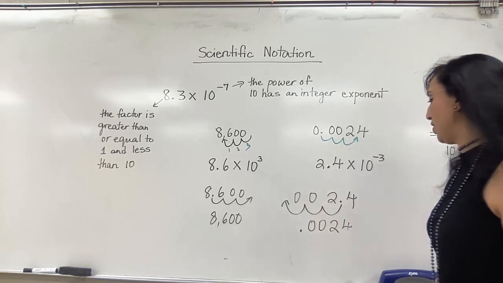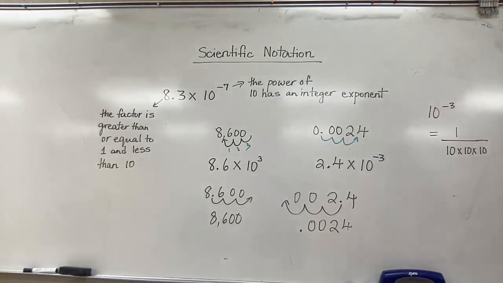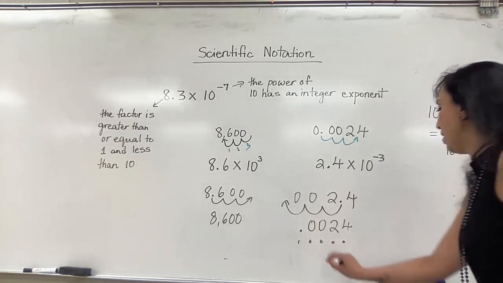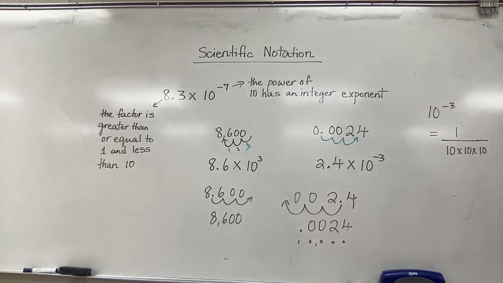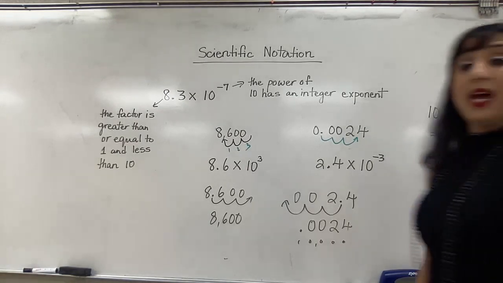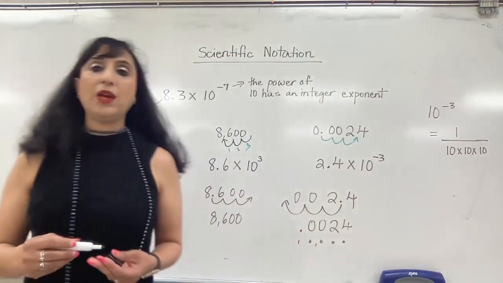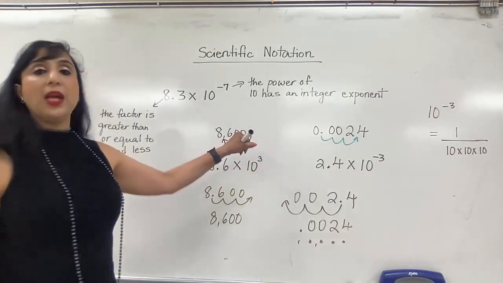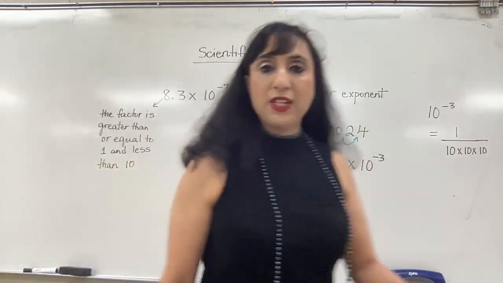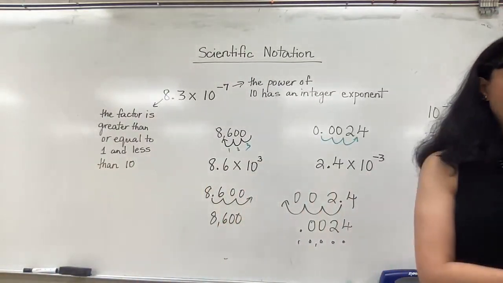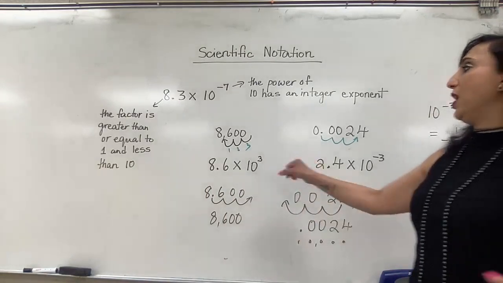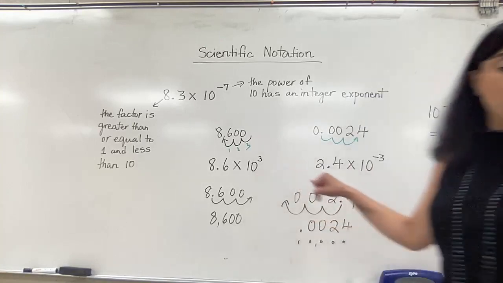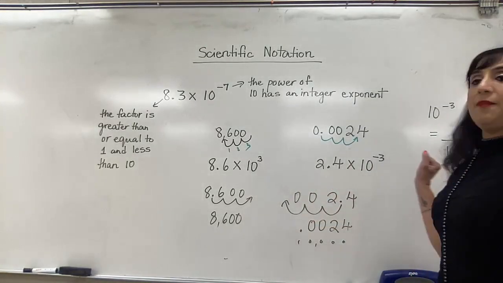I've taught you how to read decimals in the past, so basically just do this. That means I get 24 10,000ths as my answer. Just remember, if I am moving the decimal point to the left, I'm going to get a positive exponent. When I am moving it to the right, I am going to get a negative exponent.